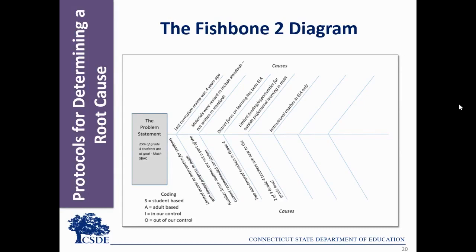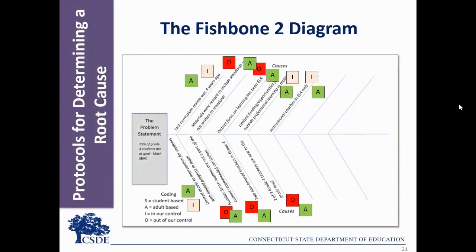Here's an example of a Fishbone 2 diagram completed with causes by the team. Now the team is ready to code. The team originally coded like this. For example, the team saw the lack of number sense routines in the curriculum as out of their control because they said, we have to teach the program that was given to us by the district.